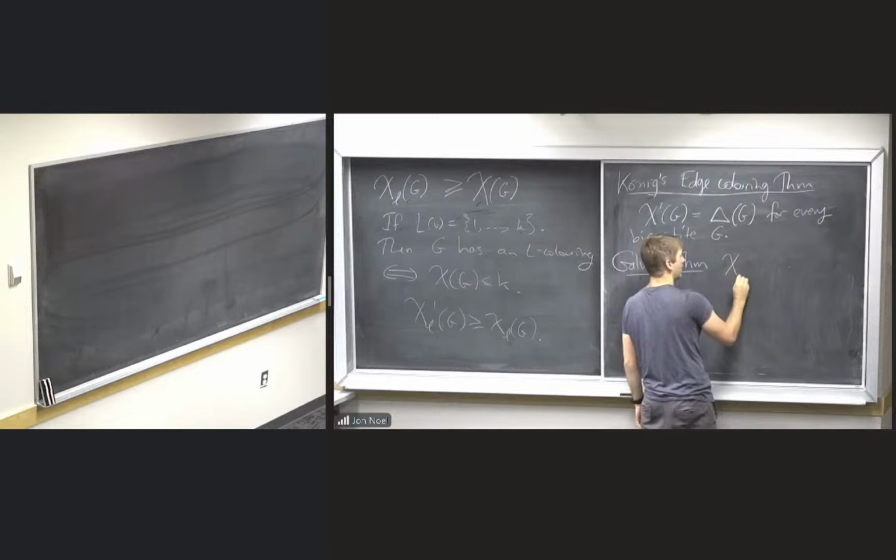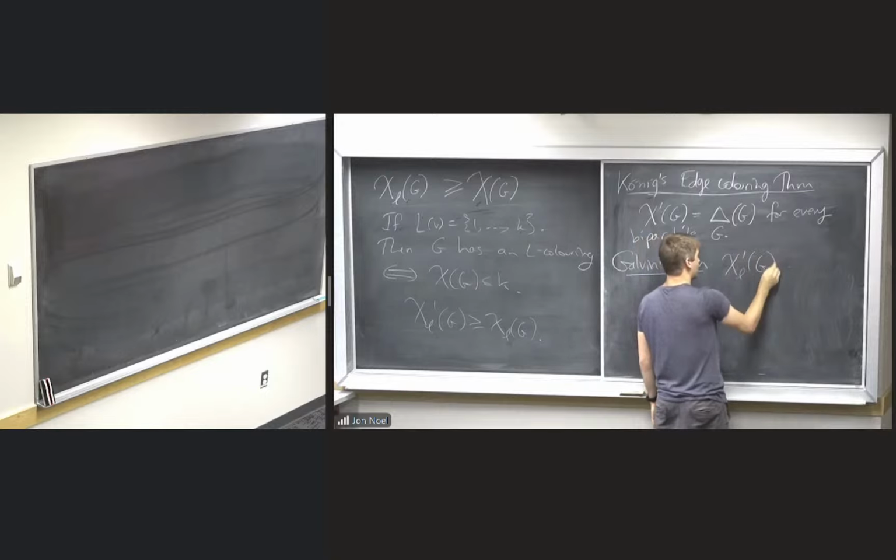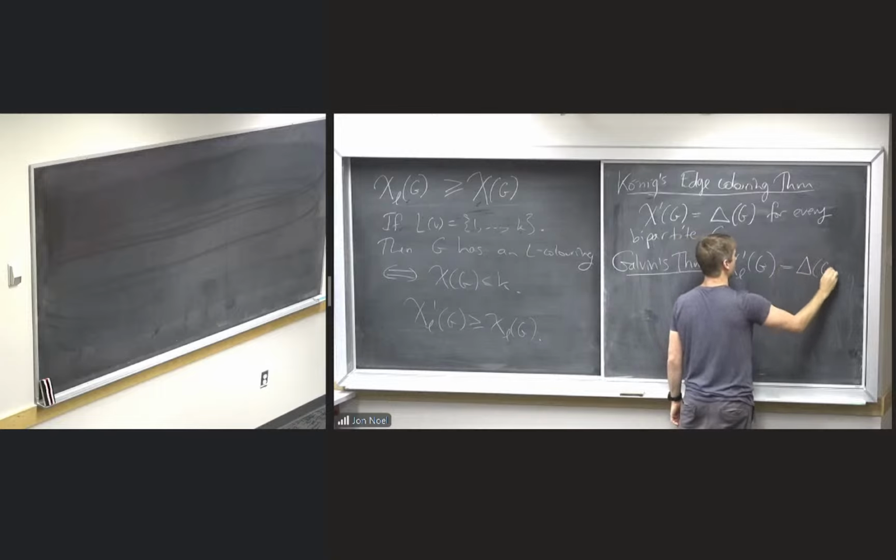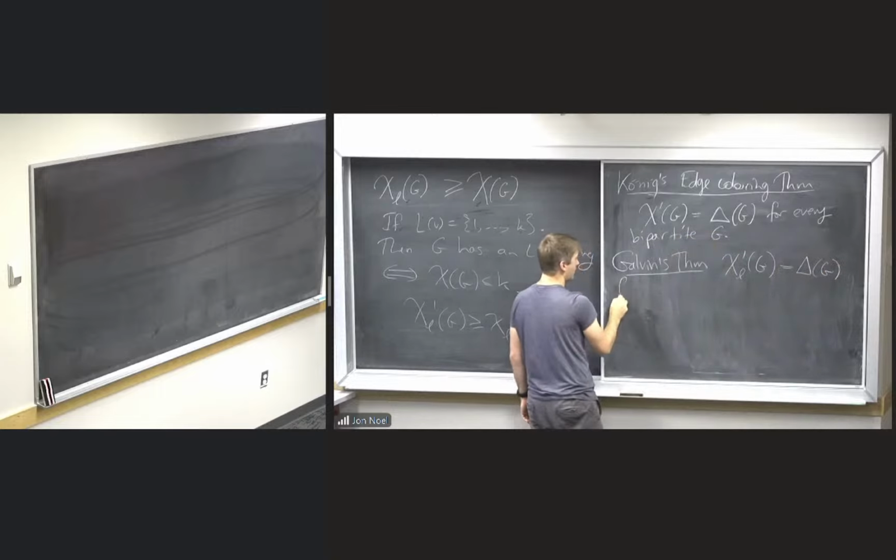So the list chromatic index of G is equal to Delta(G) for every bipartite graph.